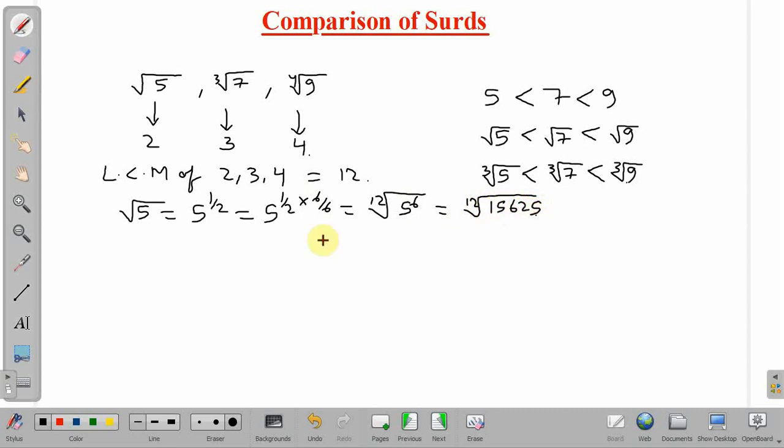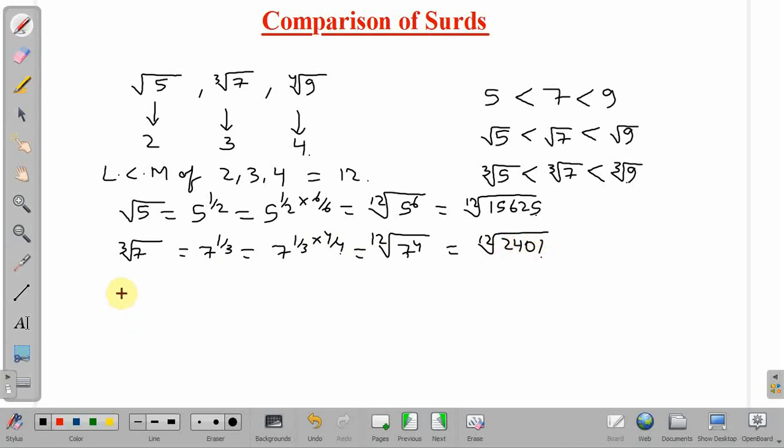Similarly, we can write cube root of 7 as 7 to the power 1 by 3, and we have to make the order of the surd 12. So it can be written as 1 by 3 into 4 by 4. We multiply by 4 and divide by 4, that is, we are multiplying by 1 only. So it will be 12th root of 7 to the power 4, and it is 12th root of 2401.